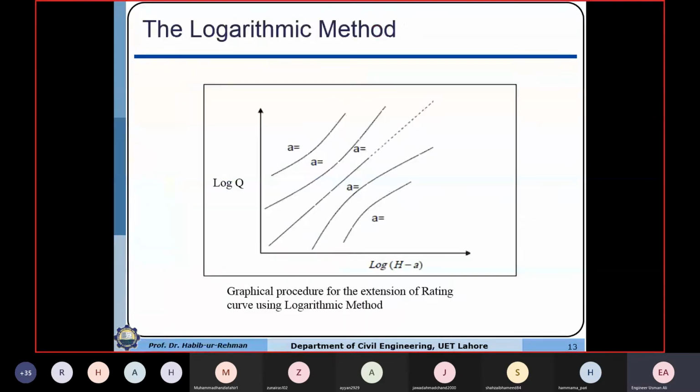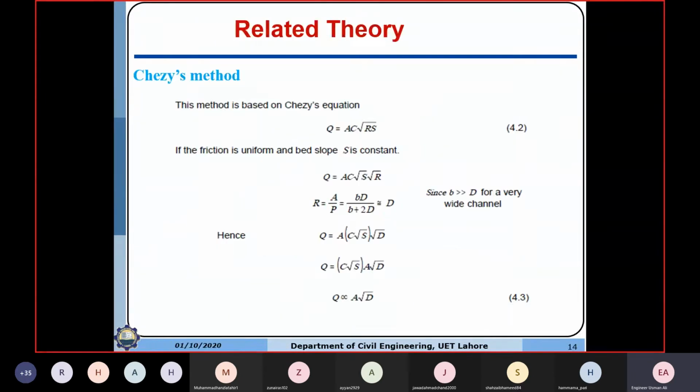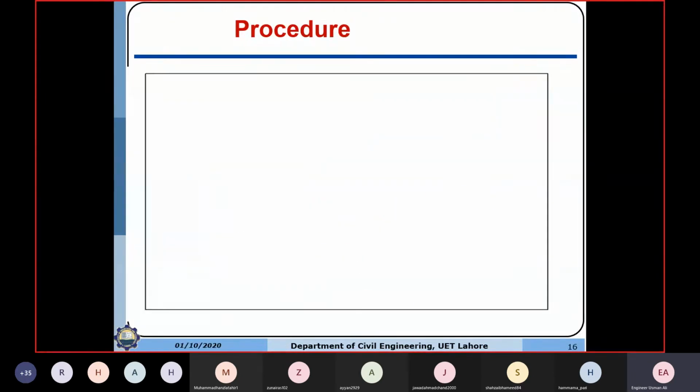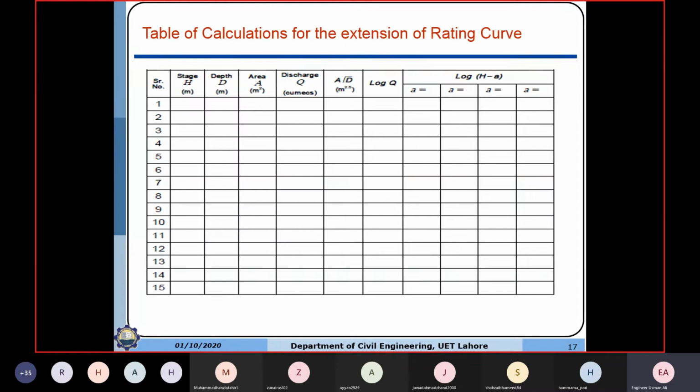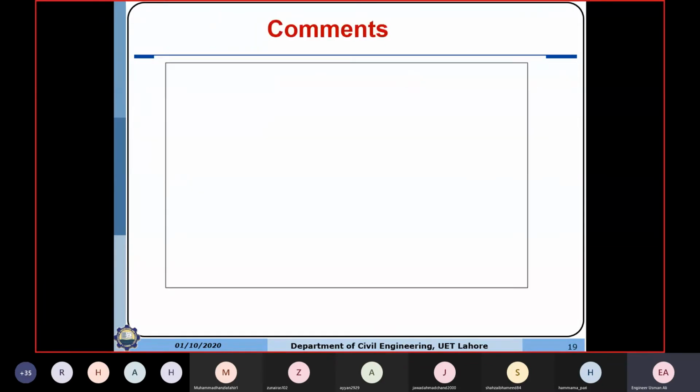Now I will proceed first of all with the procedure of this logarithmic method. You should listen to this carefully, because in the end you have to mention this procedure in this box. You are also given the space in the manual to mention the procedure of both the methods. So you have to clearly listen to this procedure.